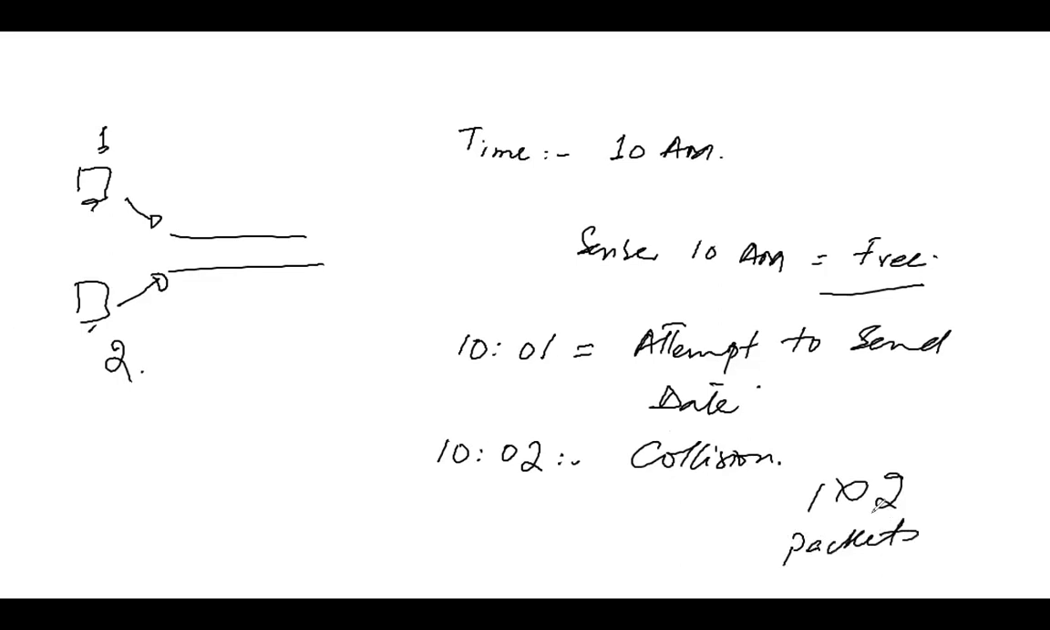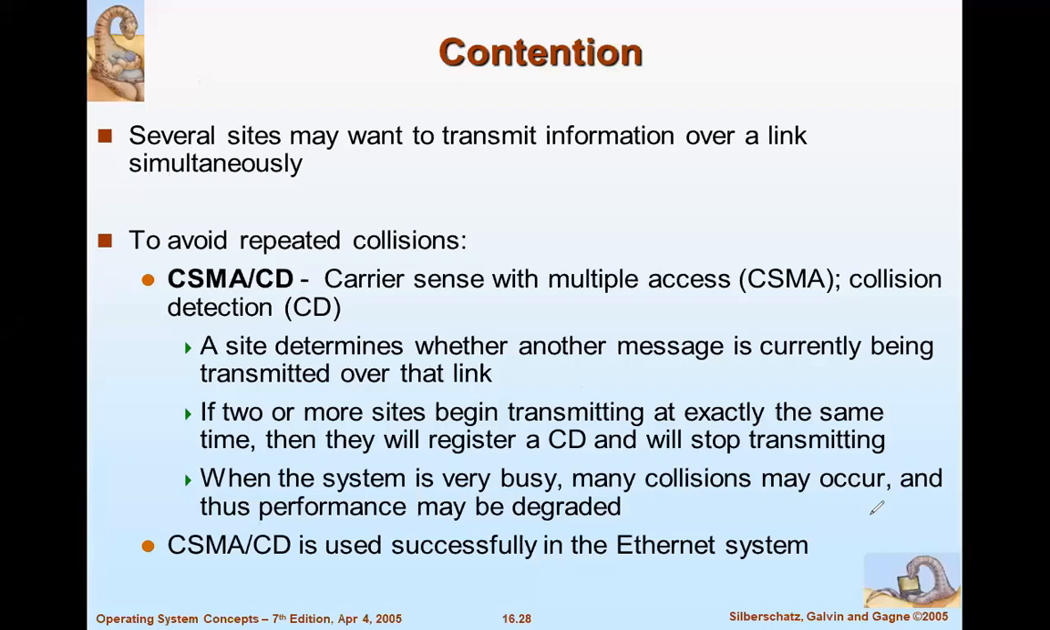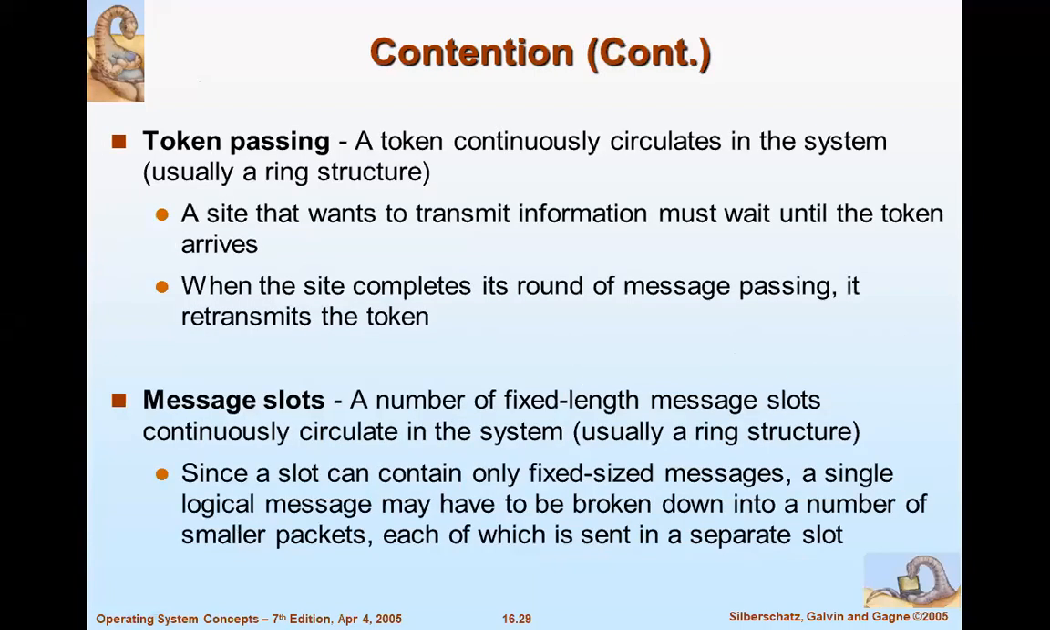So there is a possibility that when both of these nodes sensed the link at 10 a.m., it was free. But when they transferred their data, the collision happened. So there are some scenarios in which you are fully following this protocol of carrier sense multiple access, you sense the link and then transfer, but still the possibility of collision is there when two nodes attempt at the same time to sense the link and then transfer their data in the same clock pulse.